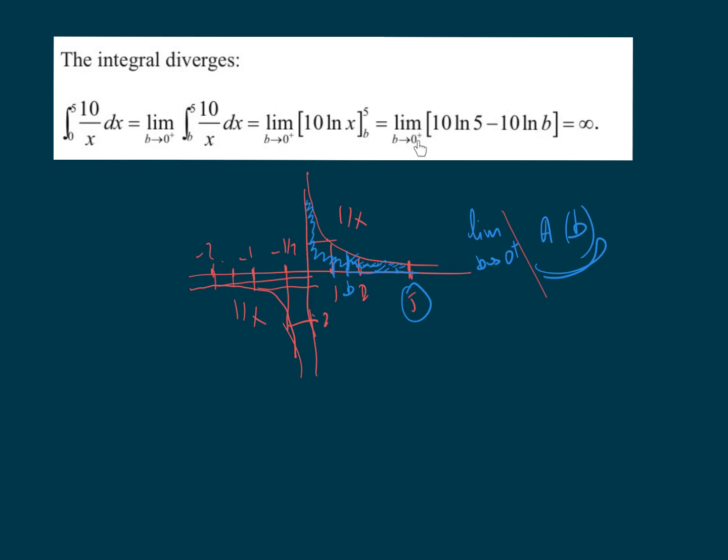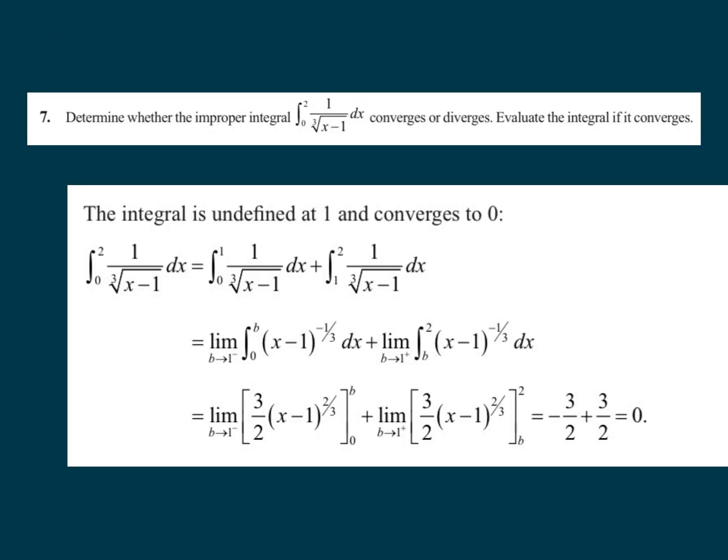As b goes to 0 plus, natural log of b goes to minus infinity. With this minus sign, it will go to plus infinity. So this area, the area that is here, is not a finite area. The integral will diverge. Okay, let's go to the next problem.